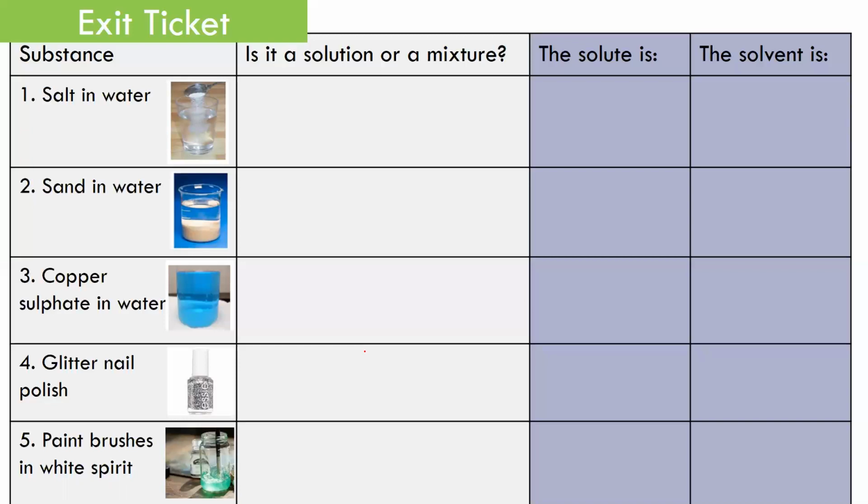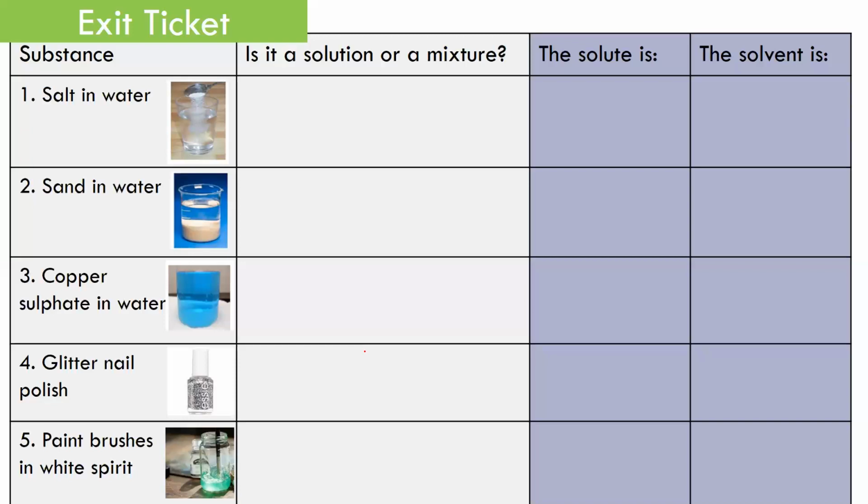Number 3, copper sulfate in water. So this is a solution. You can tell from the picture that there are no solids in the water. The water is now blue. It's changed. There is nothing that you can see besides a liquid. This makes it a solution because it's dissolved. The solute in this scenario is copper sulfate and the solvent is the water.